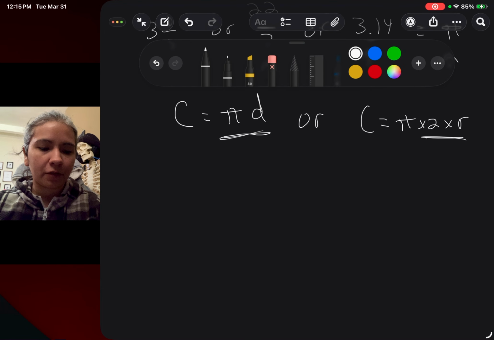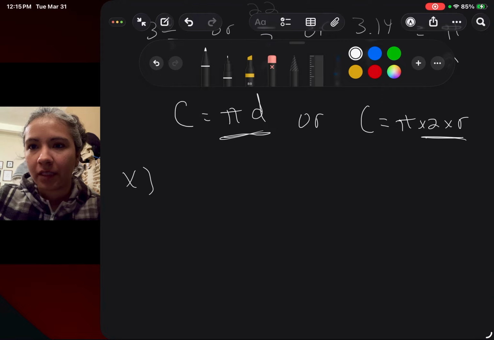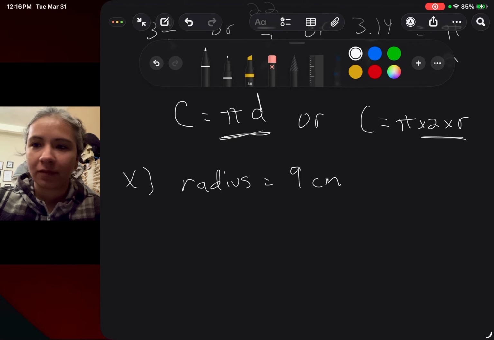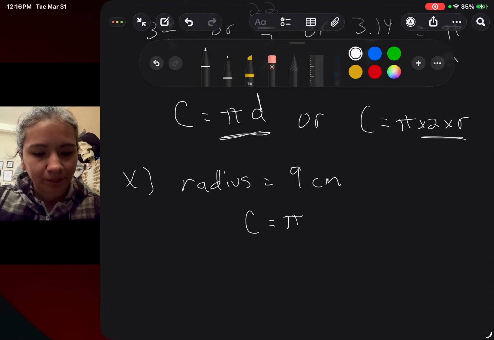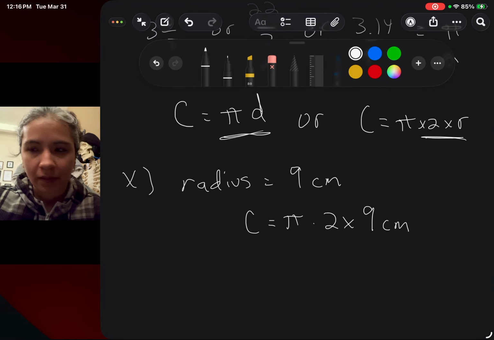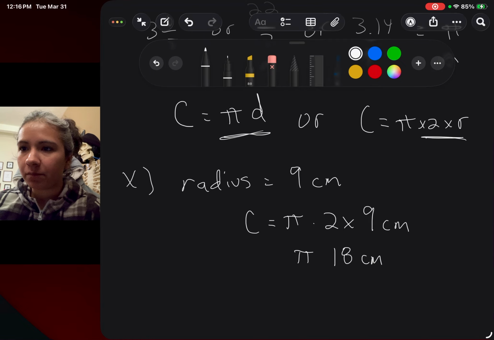Okay, so now we can do examples for finding the circumference. We want to know what the circumference is if the radius equals 9 centimeters. So we just plug that in. C equals pi times 2 times the radius, which is 9. So 2 times 9 is 18. And some people just have you leave it as 18 pi.